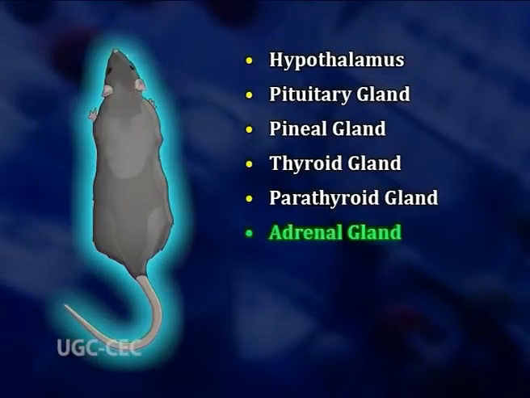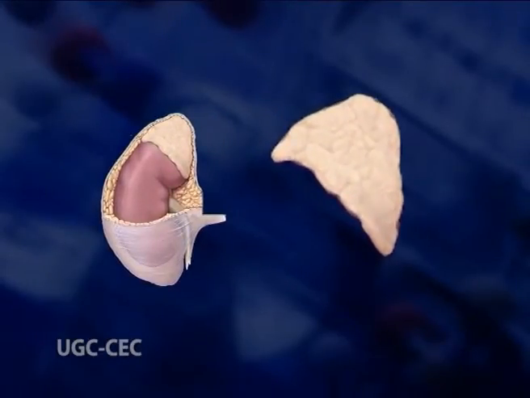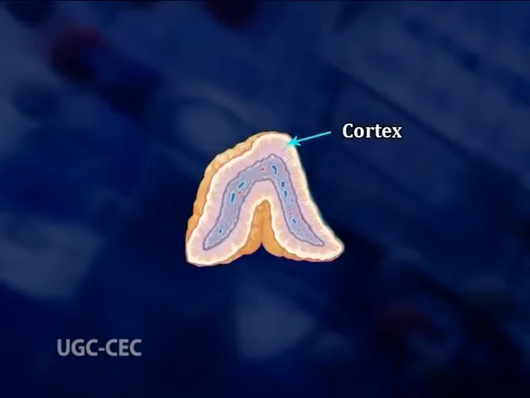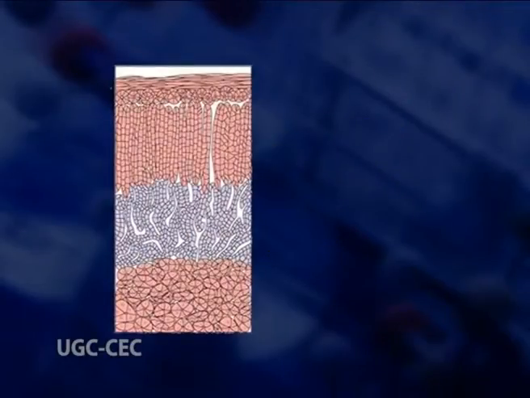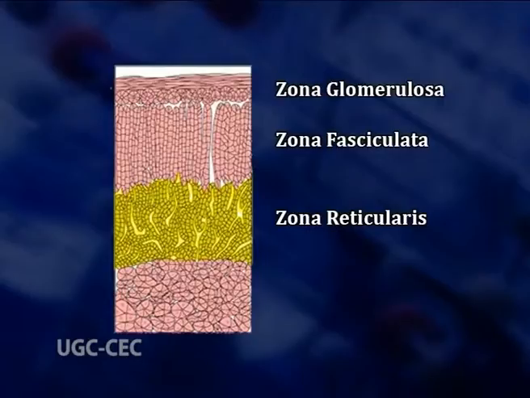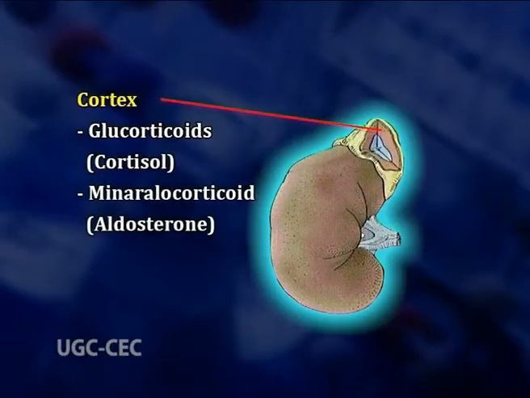Sixth gland is adrenal gland. In the rat, the adrenal gland are separate structure lying just anterior to the kidney. They have their own blood supply. Each gland has a cortex, that is outer region, and a medulla, that is inner region. Cortex contains 3 regions which are zona glomerulosa, zona fasciculata and zona reticularis with high levels of cholesterol. The cortex secretes glucocorticoids such as cortisol, mineralocorticoids and small amounts of androgens and estrogens.